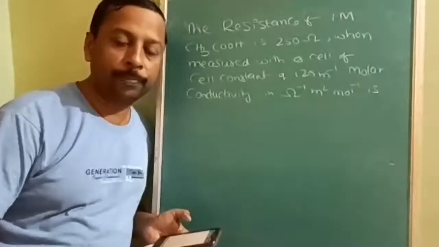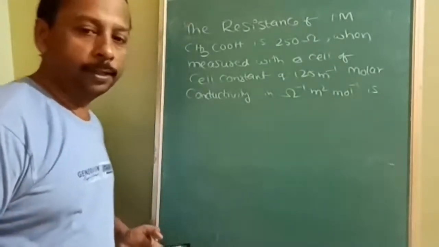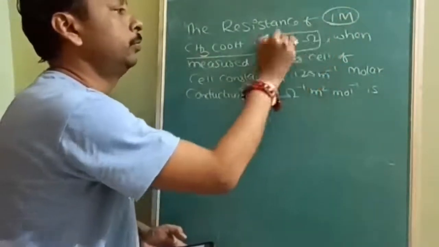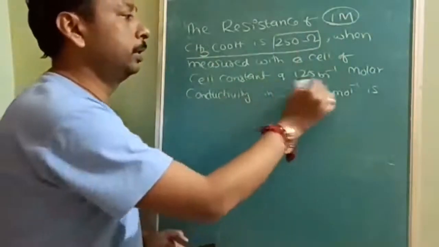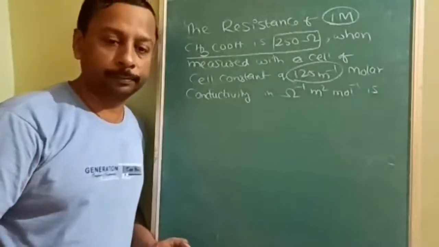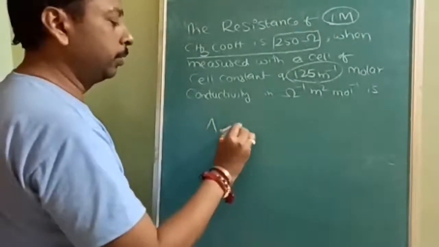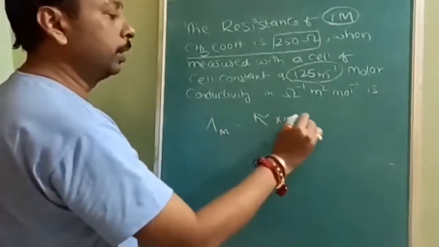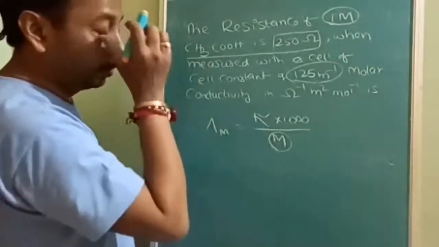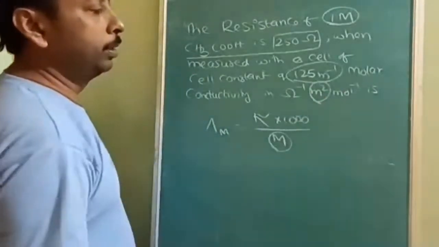Okay, next question is numerical. Resistance of 1 molarity CH3COOH is 250 and cell constant is 125. You have to find the molar conductivity. Simple formula: molar conductivity equals K into 1000 divided by molarity. But in molarity, all of you must know it is in decimeter cube, while here the answer is wanted in meter square.